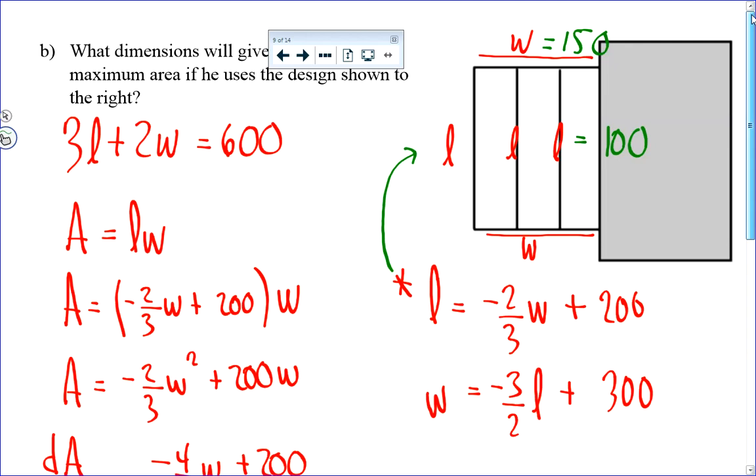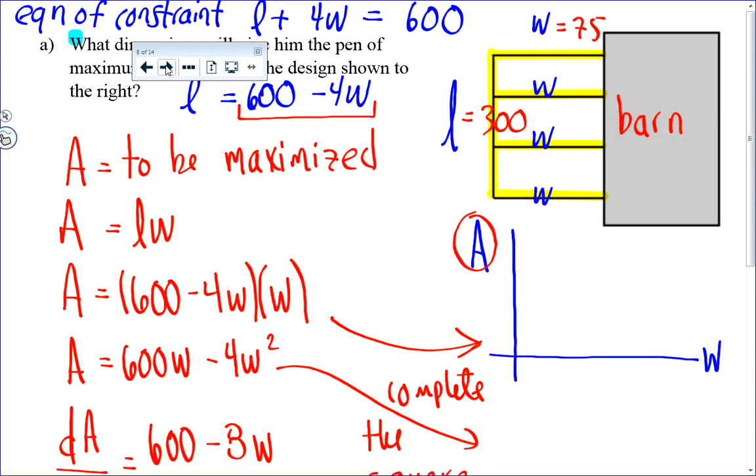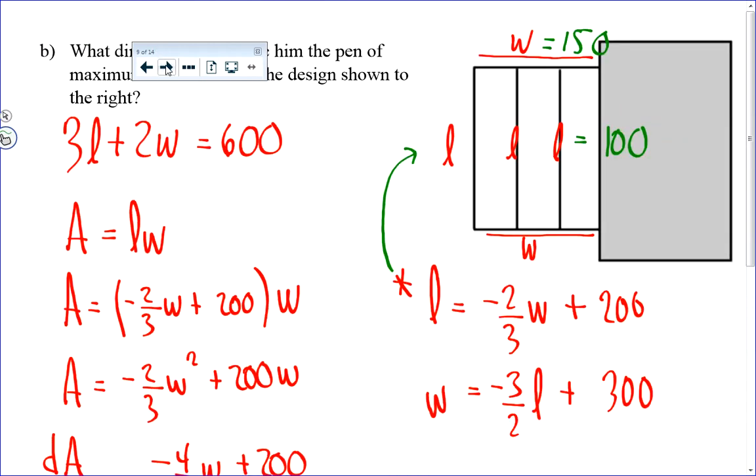So now let's review stuff here. We're done. If the farmer decides to construct the pens using this design in part A, it will be 300 by 75 will be the dimensions of the pen. If he decides to do it this way, it will be 150 times 100.